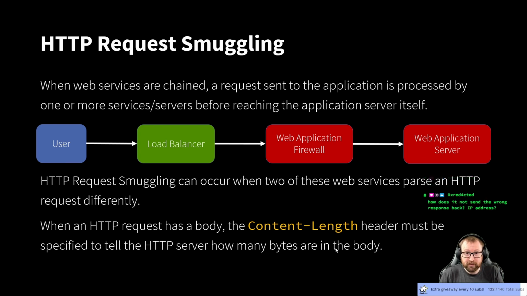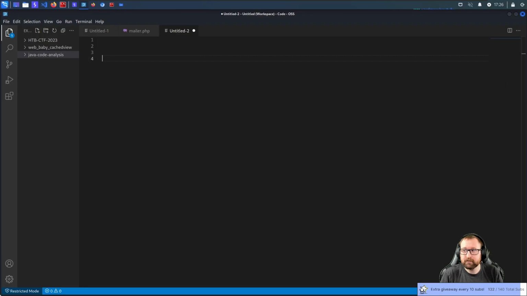But let's imagine the web application firewall reads the requests, and if it finds a content length header and a transfer encoding header, it uses the content length header to determine the length of the request. But the web application server, when it gets two of them, uses the transfer encoding header. So this is basically what HTTP request smuggling does. We basically can exploit this.